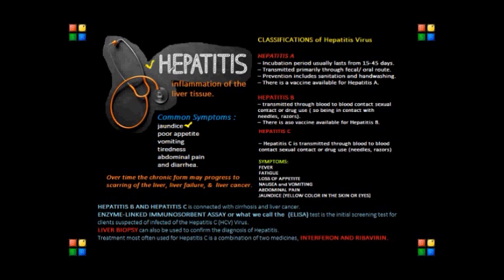Now, other common symptoms include poor appetite, vomiting, tiredness, lethargy basically, abdominal pain, and diarrhea. Now, as we all know, hepatitis can be temporary, or what we call acute, or it can be long term, which is chronic, depending on whether it lasts for less than or more than 6 months.